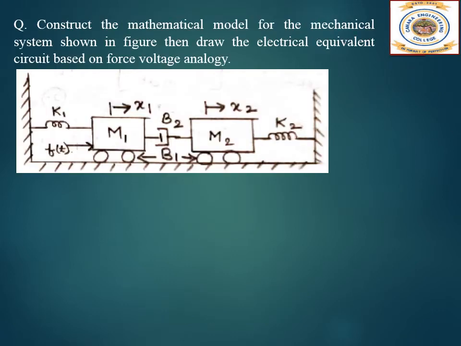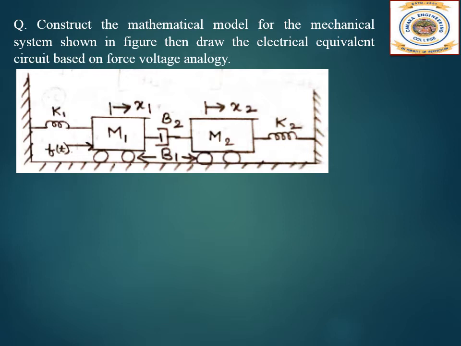So here we have to construct the mathematical model for the mechanical system shown in the figure, then draw the electrical equivalent circuit based on force voltage analogy. In this circuit you can observe we have two masses M1 and M2, and hence displacements x1 and x2. Here B1 is there for M1 as well as M2, so you should be careful here. K1 is connected to M1 and K2 is connected to M2, and force is applied to the mass M1.